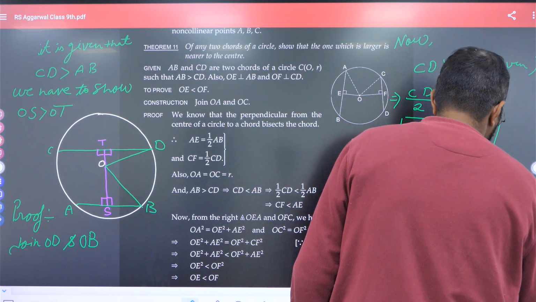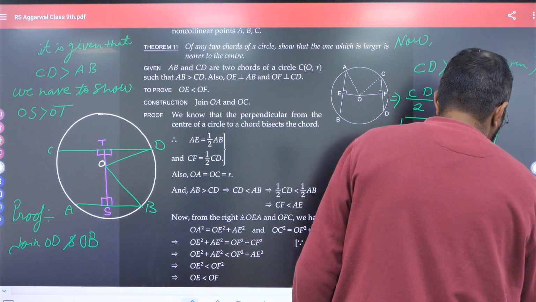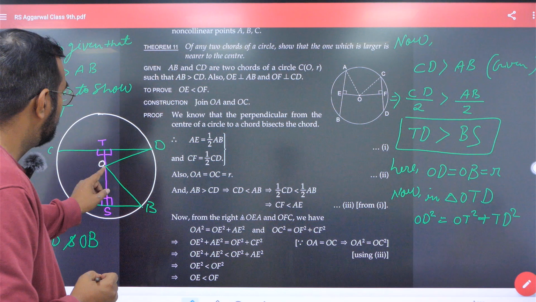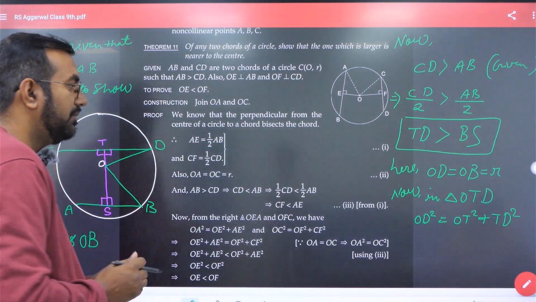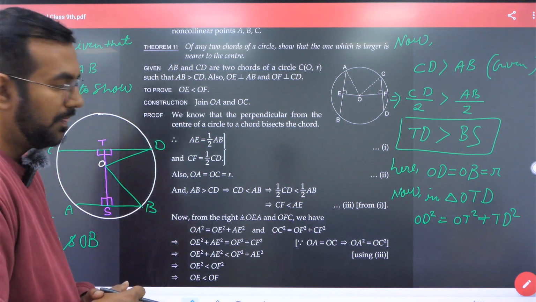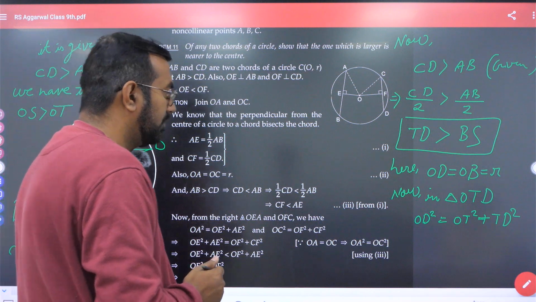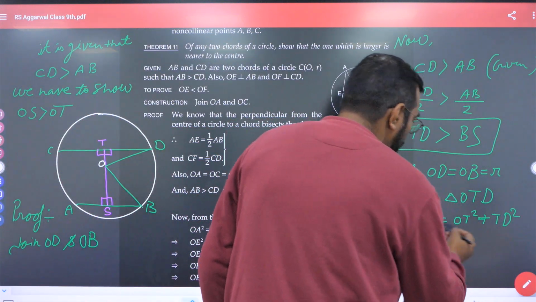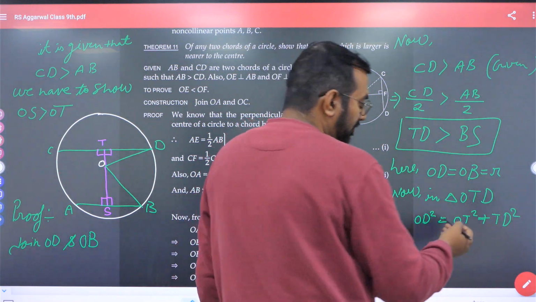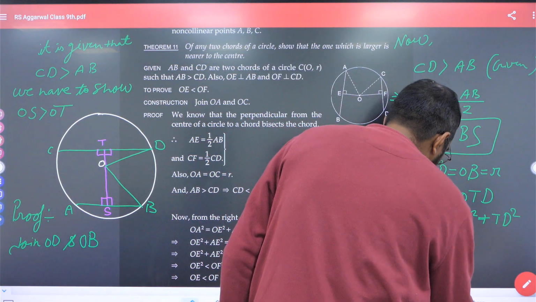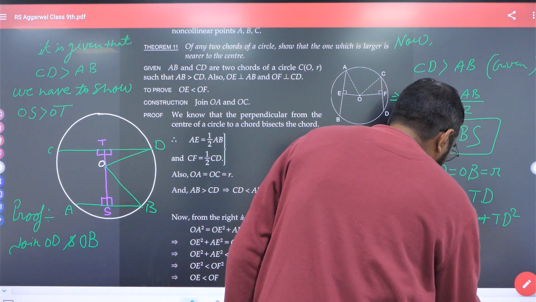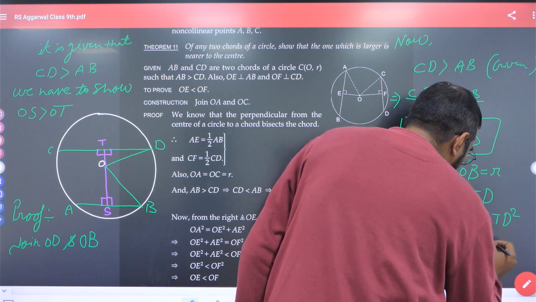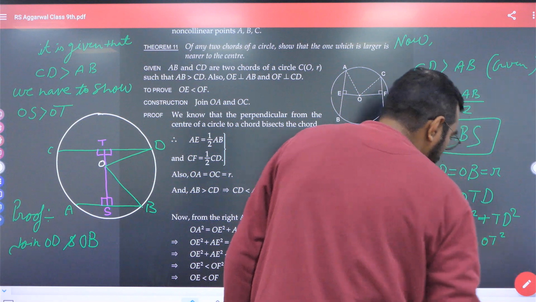Right, beta? Yes, sir. How? Sir, because OD का स्क्वायर इज इक्वल्स टू OT का स्क्वायर प्लस TD का स्क्वायर बाय पाइथागोरस थ्योरम. OD is hypotenuse. Okay. So now we have to find OT, ना, तो we can write OD का स्क्वायर माइनस TD का स्क्वायर is equals to OT का स्क्वायर, right?